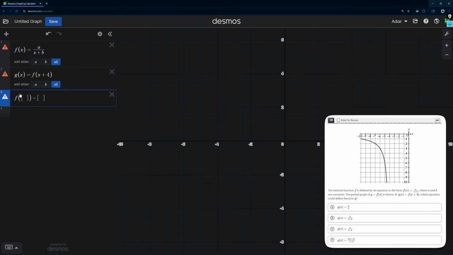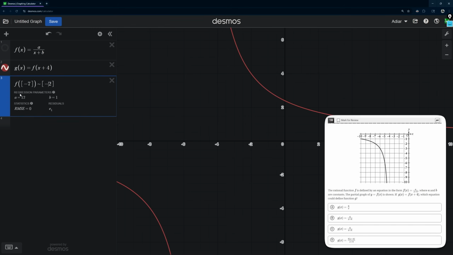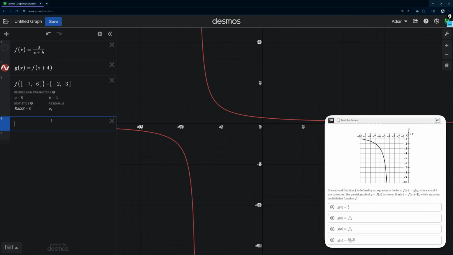So I'm going to look at where this partial graph perfectly intersects some lines, and I'm looking at some 2 nice juicy ones that are at -7, -2. I'm looking at another nice juicy one at -6 and -3. So now we can just try plugging in the answer choices.